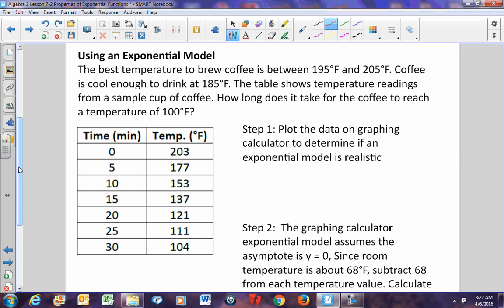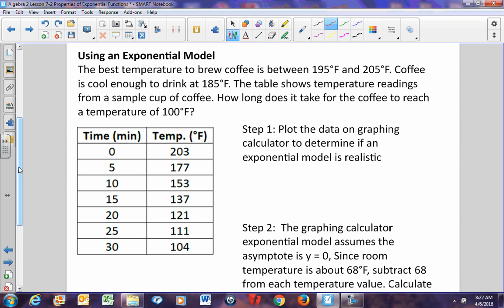For your 84, just use list 1 and list 2. So I have 0, 5, 10, 15, 20, 25, and 30. And for temperature, put in 203, 177, 153, 137, 121, 111, 104. You should be doing these with me on your calculator because I already know how to do these. You probably don't, and this is going to be a little bit different than what you're used to.